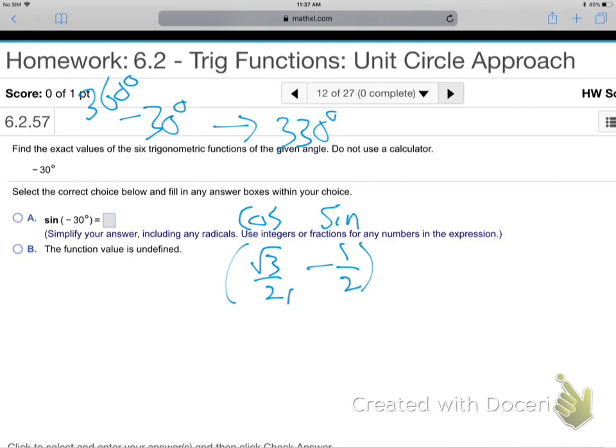You can get all 6 trig functions, because it's all about sine and cosine. Once you have sine and cosine, the other 4 come from sine and cosine. Easy? Trig's not that bad, is it? It's all about sine and cosine. Okay, let's.